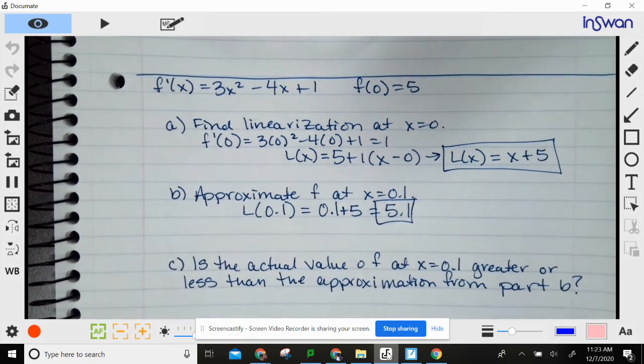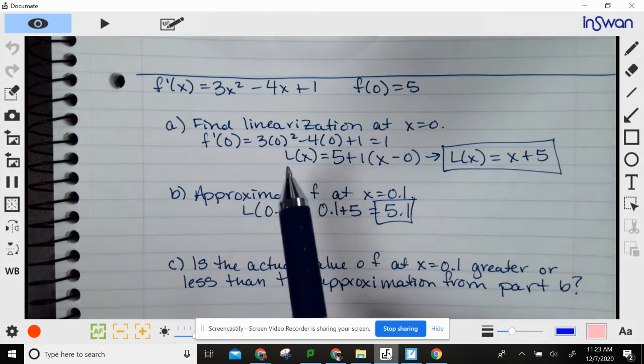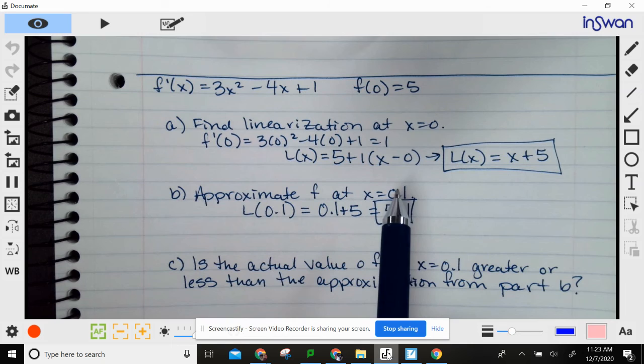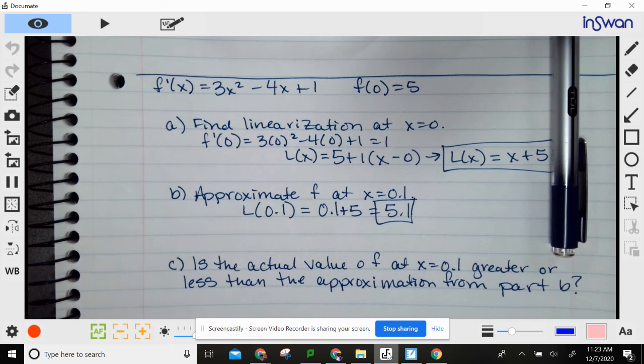So I have this here, I have this here. And is the actual value greater than or less than the approximation? So I want you to think about, if you were to put this into your original, okay, would this value here be greater than or less than the original value? So is the tangent line above or below the equation at that point? Again, I want you to think about that.